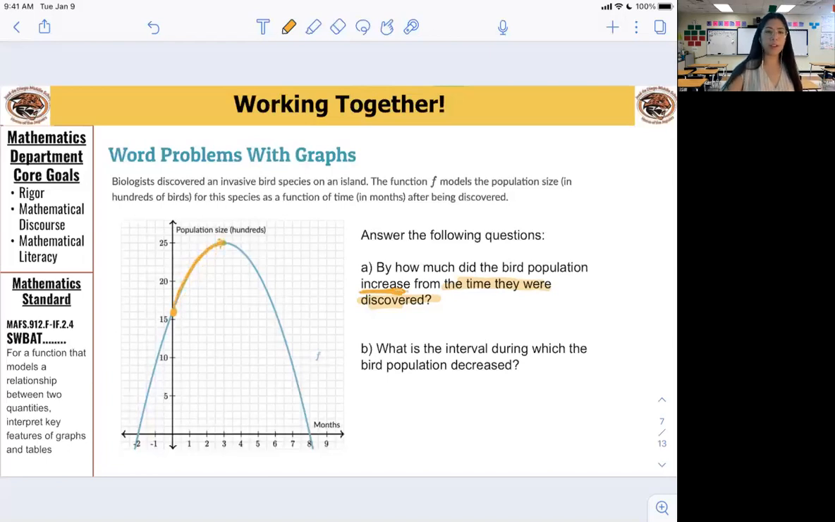From the vertex, it's going to start going down. So it wants to know by how much did the bird population increase from the moment they were discovered. So when they discovered it, how many were there? I think Karina said it a little bit ago, 1600, right? So there were 1600 at first. By how much did it increase?